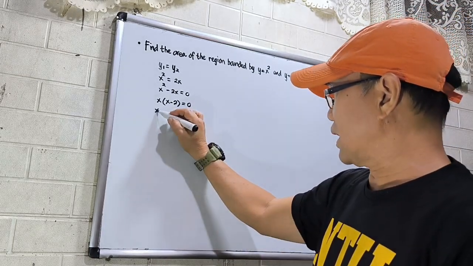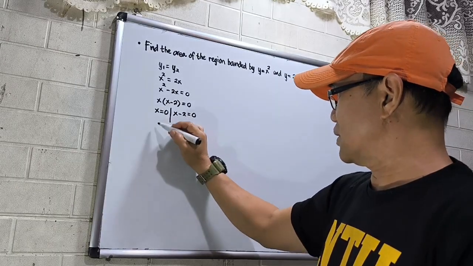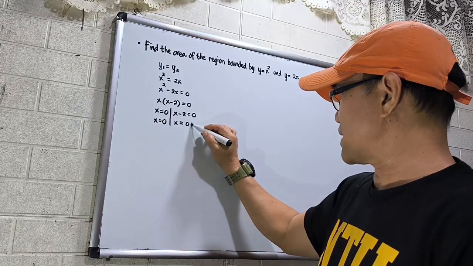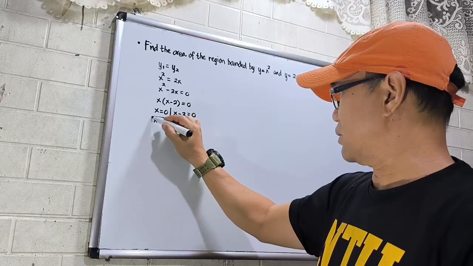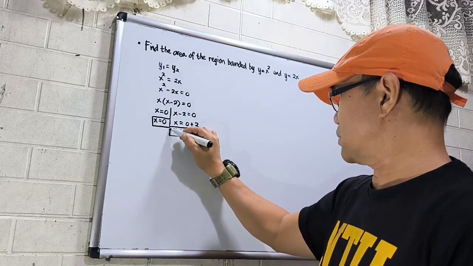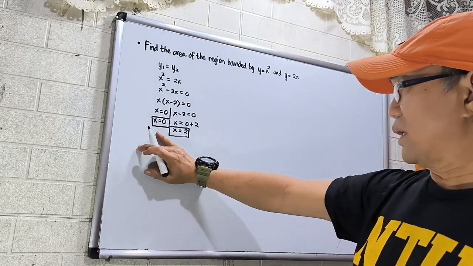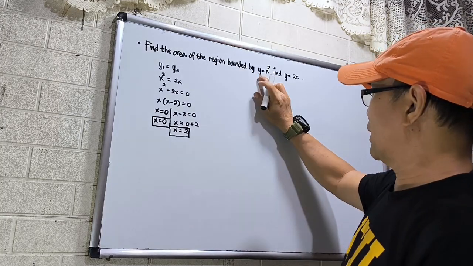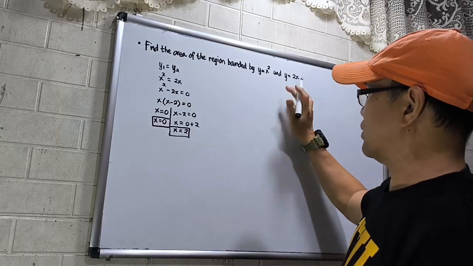So I have x equals 0. The other one is x minus 2 equals 0, so x equals 0 plus 2, then x equals 2. Of course, this will be the lower limit and this will be the upper limit. Then I will solve the x and y values of this curve and this line.